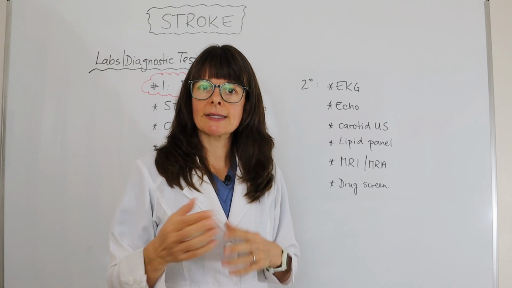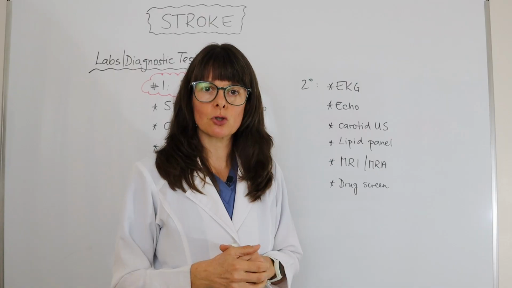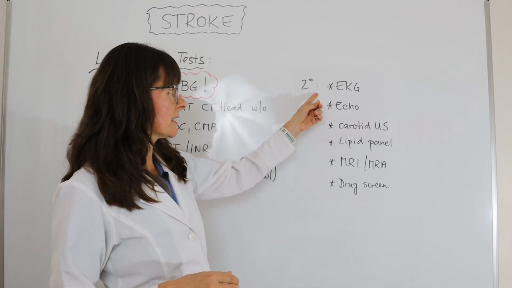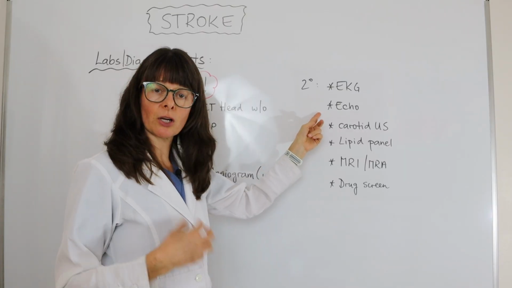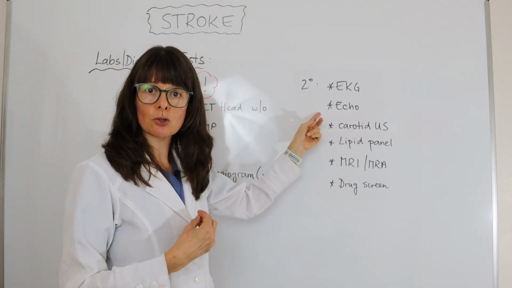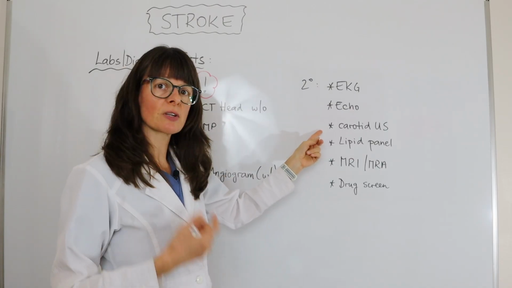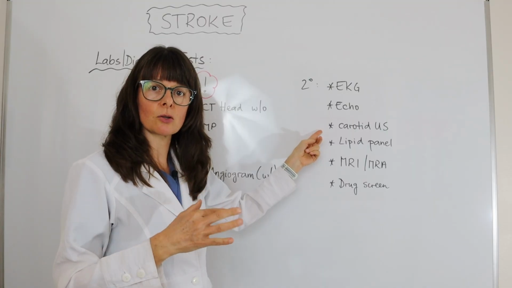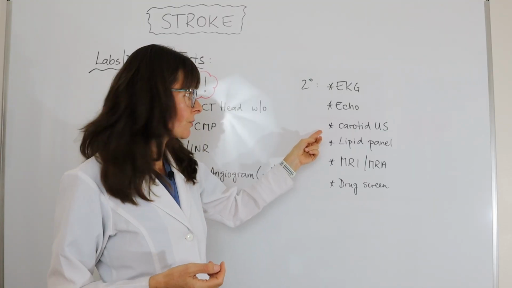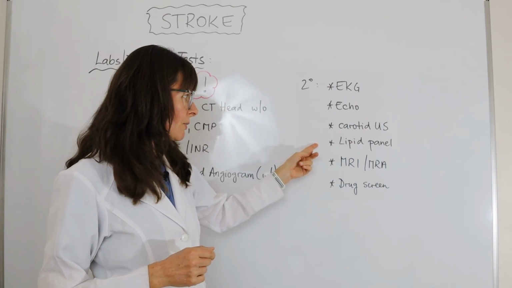Additional tests that you might see, not necessarily in the emergency setting, but as the patient gets hospitalized and we're trying to figure out the root cause of the stroke. So you might see an EKG because atrial fibrillation is a risk factor, an echocardiogram because valve disorders of the heart can also be involved, a carotid ultrasound to check for arteriosclerosis because ischemic stroke is also related to arteriosclerosis. Certainly we want to check a lipid panel for the exact same reason.